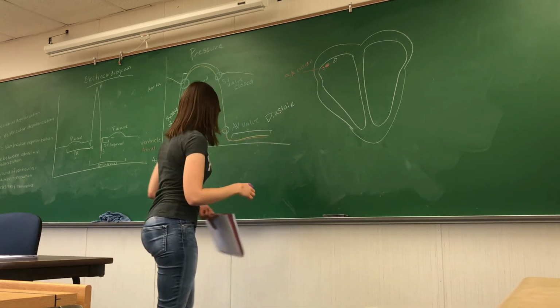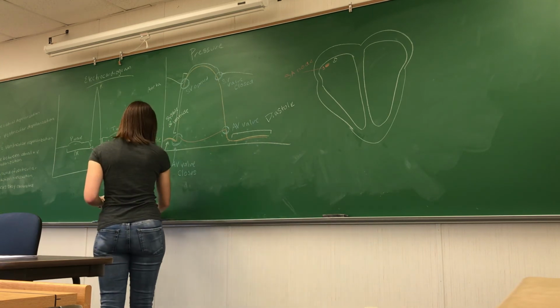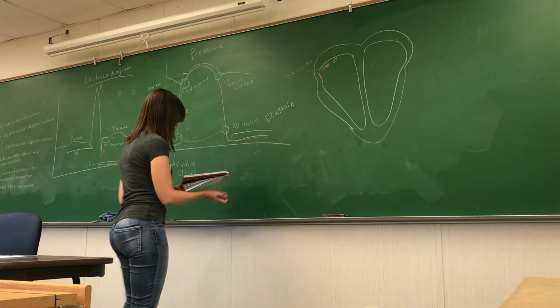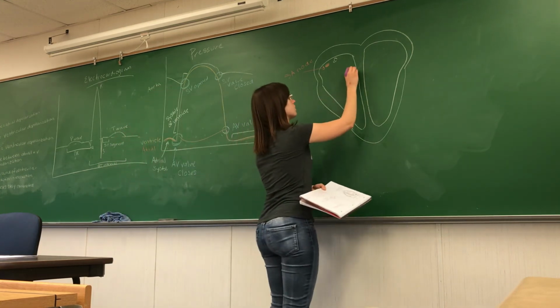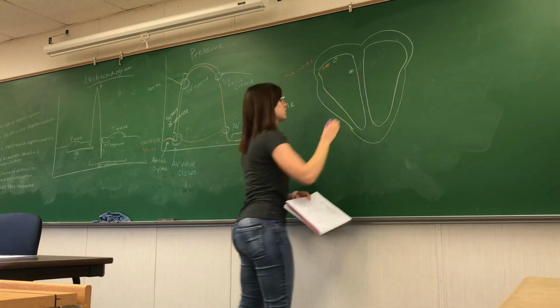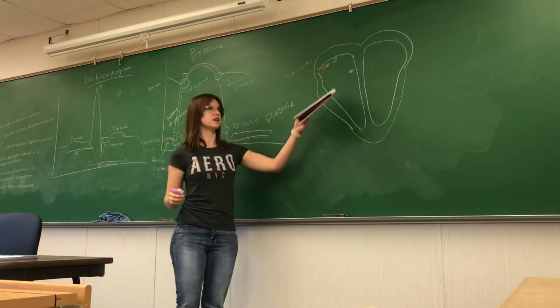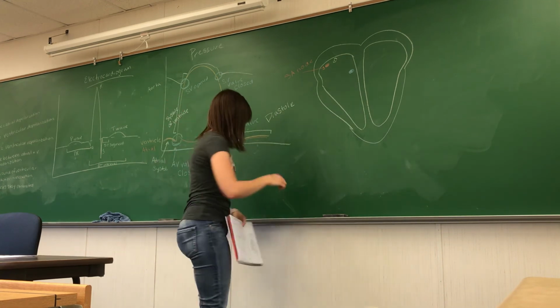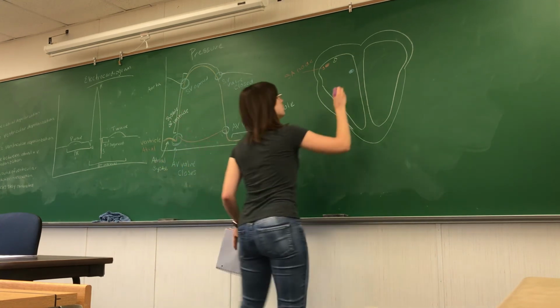And then where does that electrical signal go? It goes to another node. What is that node called? The AV node. And what does AV stand for? Atrioventricular, which should tell you where it sits, right? Right by the atrium and the ventricle. So it goes to the AV node.